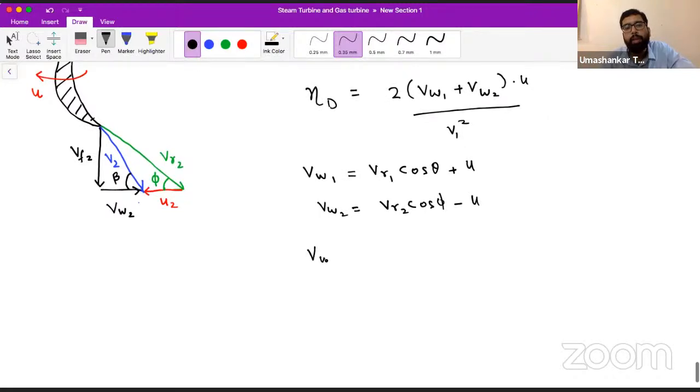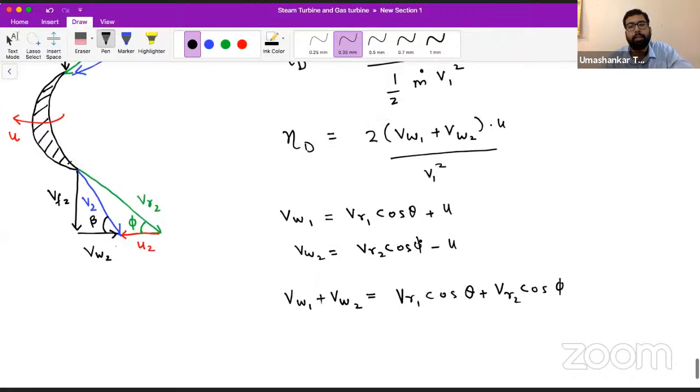From here, Vw1 plus Vw2, I have added these two, is equal to Vr1 cos theta plus Vr2 cos phi. Yes or no? I have added these two terms, nothing else.